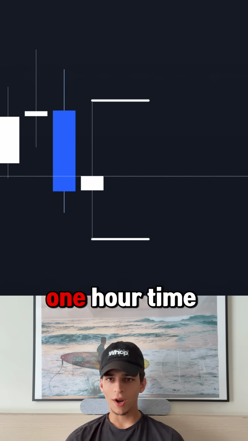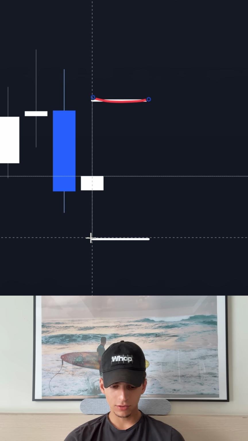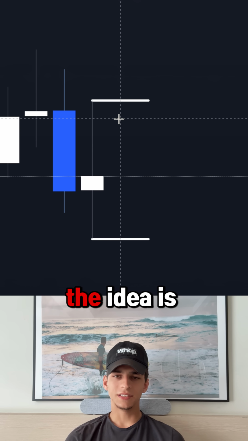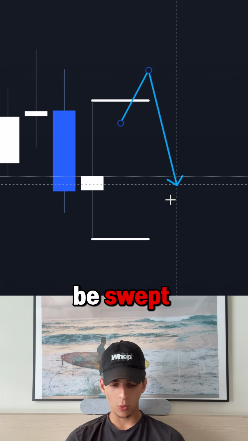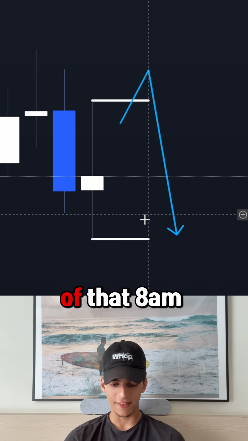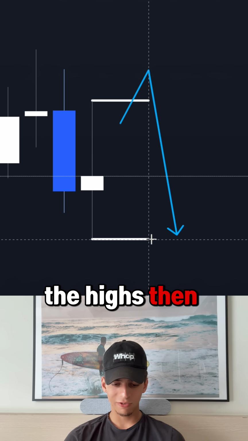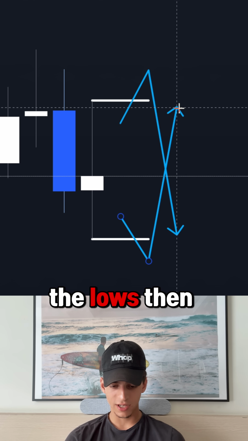Now, stick to the 1 hour time frame and draw the high and the low of that 8 a.m. candle. The idea is extremely simple. We want one end of this 8 a.m. range to be swept to then target the opposing end of that 8 a.m. range. If we sweep the highs, then we aim for the lows. If we sweep the lows, then we aim for the highs.